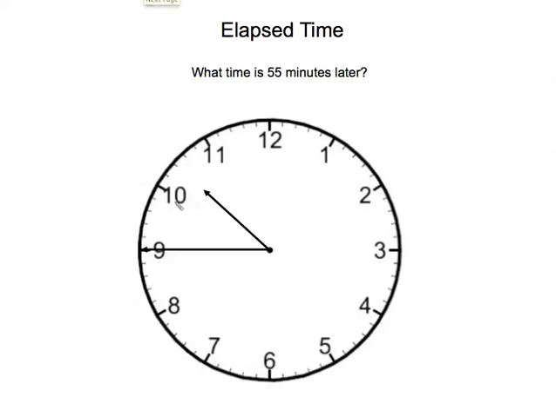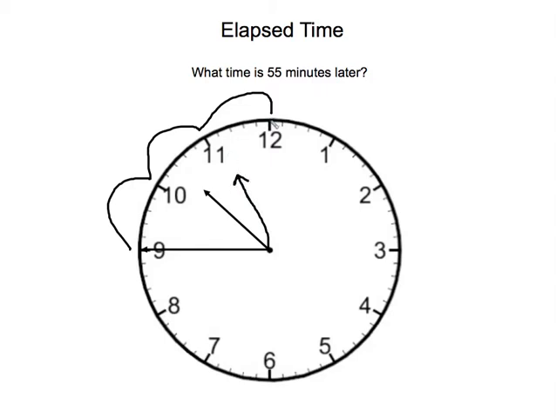Let's try another one. Now my clock says it is 10:45, and I want to know what time it'll be 55 minutes later. A little different way of wording it, but the same procedure. I start with my minute hand, and I'm going to spin it around the clock counting by fives. 5, 10, 15, we have a problem. Once you pass that hour, or the 12, that means your hour has now shifted to a new hour. So I'm no longer in the 10 o'clock hour, I'm now in the 11 o'clock hour.